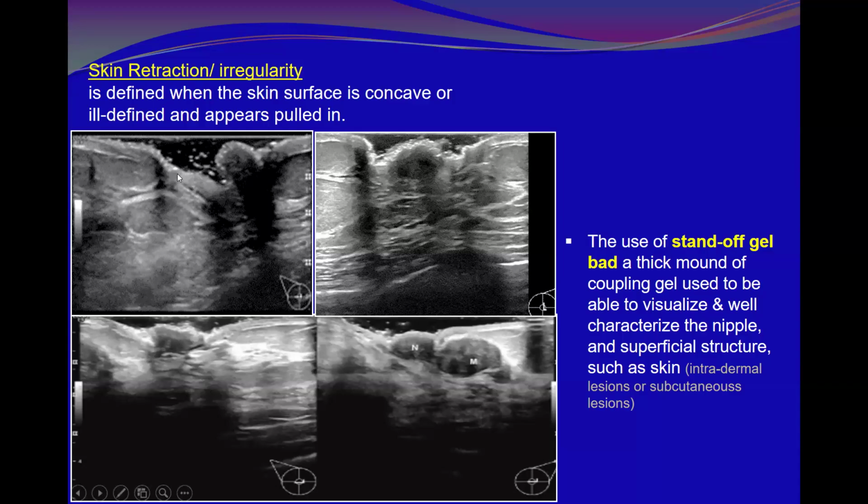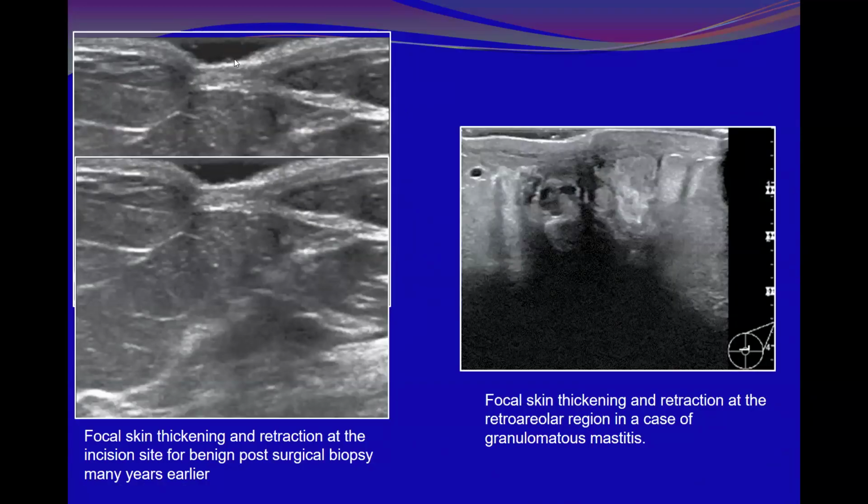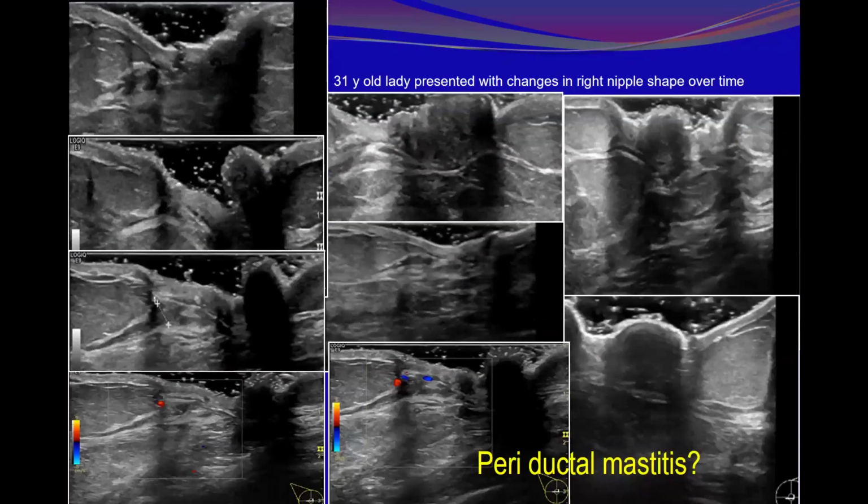And you can see here irregularity and a pulled-in appearance, or concavity, of the skin in a case of retraction. Again, can you see the concavity here? Again, this irregularity and concavity in benign cases is just scarring, both surgical scarring and long-term ultrasound follow-up. And this is in a case of granulomatous mastitis, an acute presentation of granulomatous mastitis.